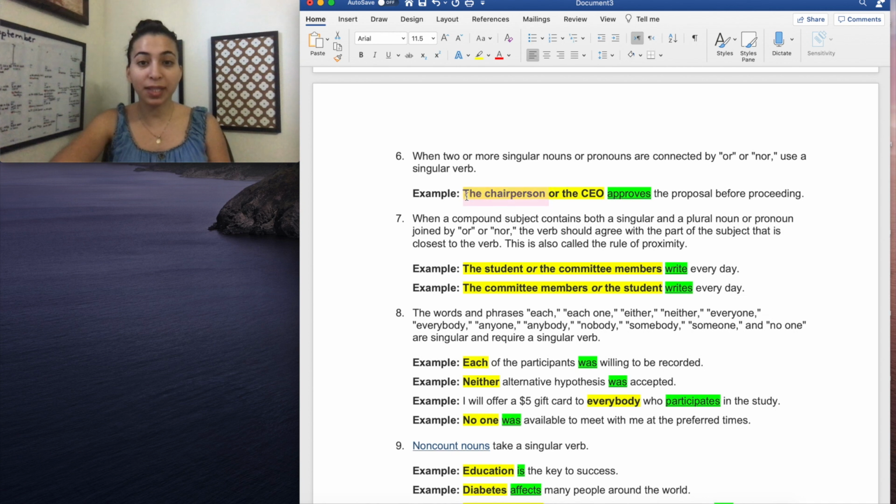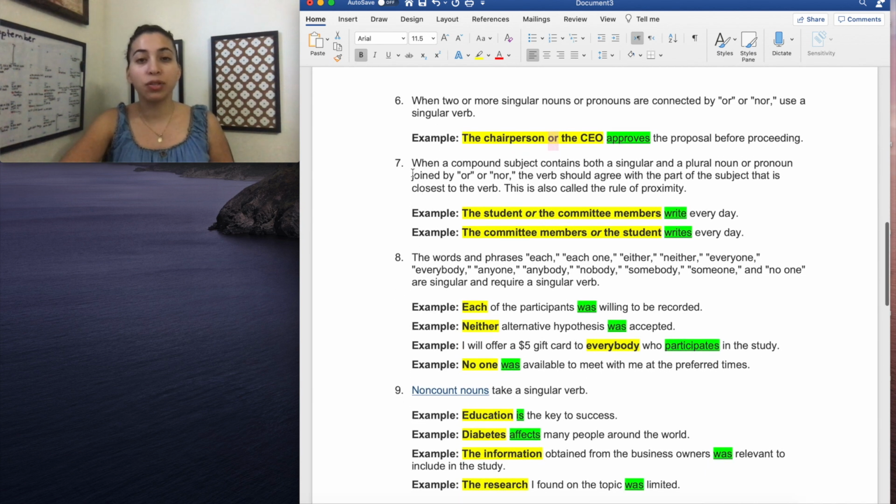So the chairperson is one person and he approves, and the CEO is one person and he approves. Okay? So this is just giving a choice. One or one. It's not together. They're not two of them. There's just one individual one. So we have to use singular. "Nor," the same thing. "Nor" is the negative of "or." The chairman nor the CEO approves the proposal.